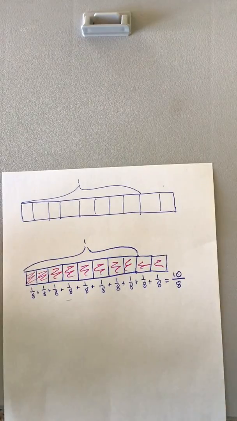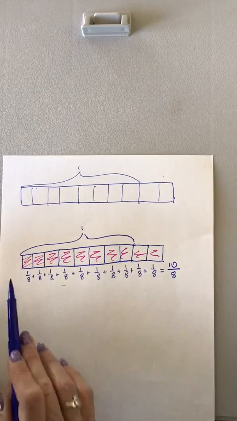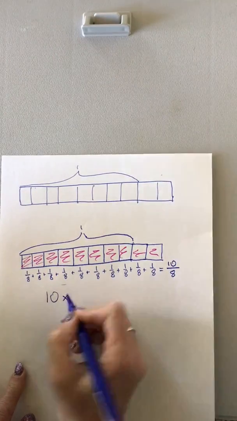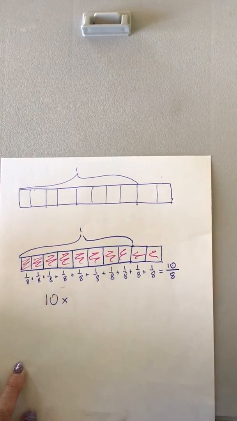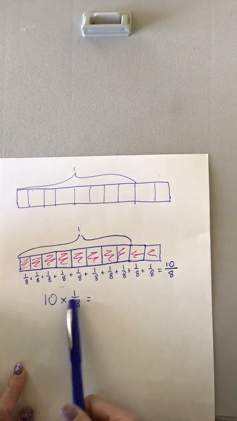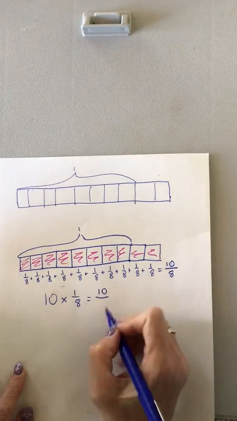Now, this repeated addition takes up a lot of space, so let's use multiplication to make it easier. Okay, how many eighths do we have? You have 10. What is the size of the unit fraction? What is each piece equal to? You see right there, it's pretty obvious. What is 10 times 1? Piece of cake. And then the denominator doesn't change.